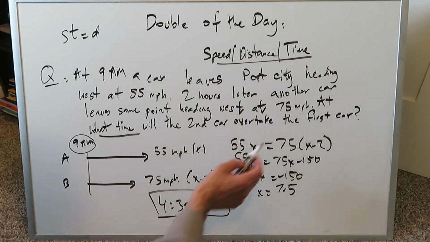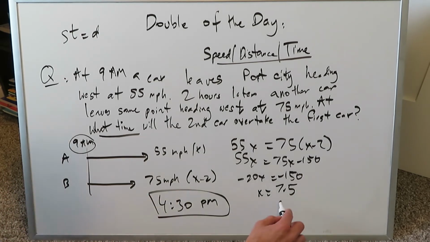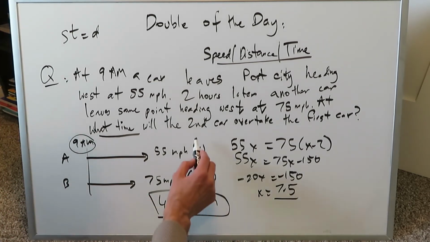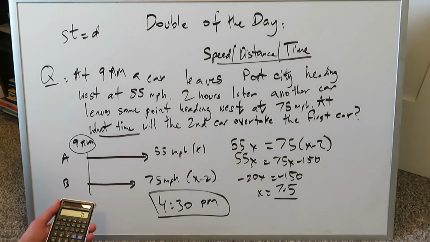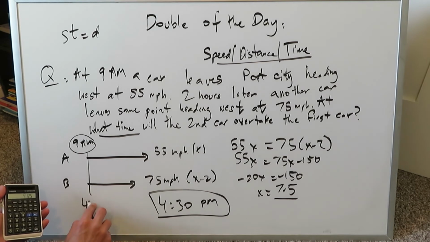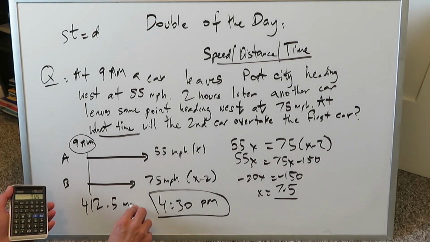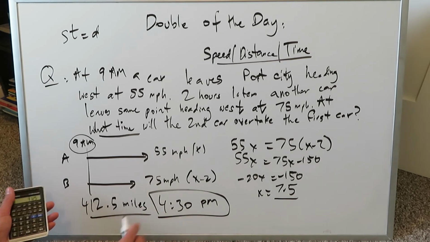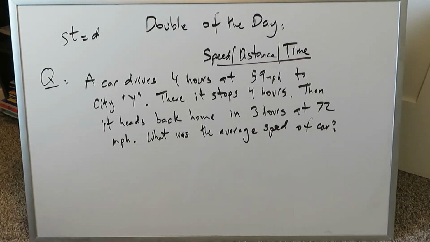Now, if there was a second part to this question, what will be the distance at which that occurs? The distance is easy. You just put this value right here in any of these equations. We can put it right here, 55 times 7.5. The distance at the catch-up point will be 412.5 miles. And that's where this wonderful event is going to occur. So this question has been completed. The second question of this video should not be too hard, and let's go for it.